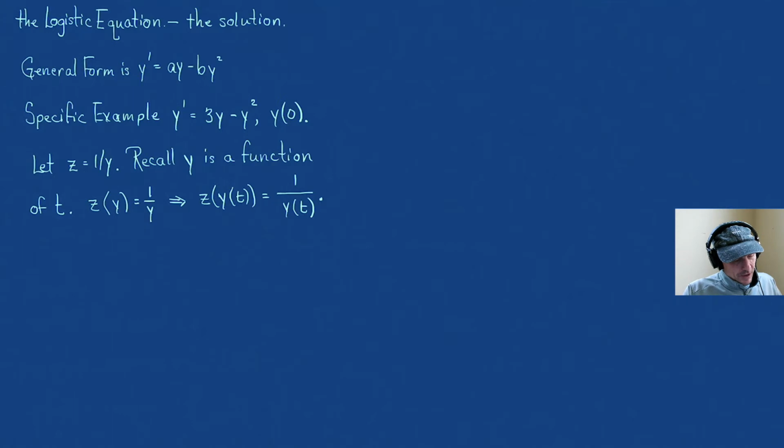All right, so I'm going to take the derivative of z with respect to t. Well, remember what that means. We have to apply the chain rule. So first we would take the derivative of z with respect to y, and then we would take the derivative of y with respect to t.